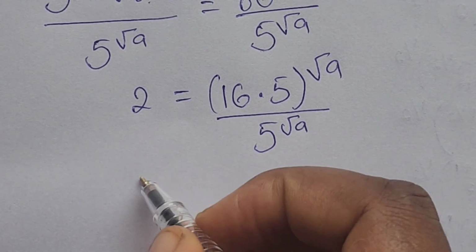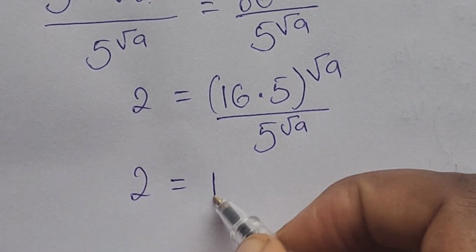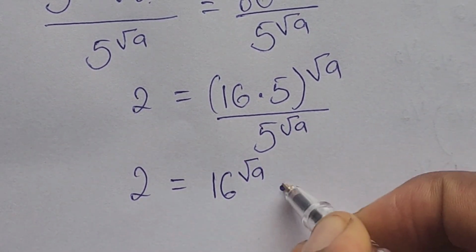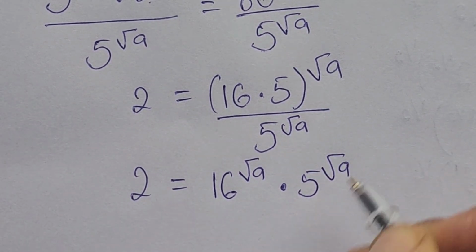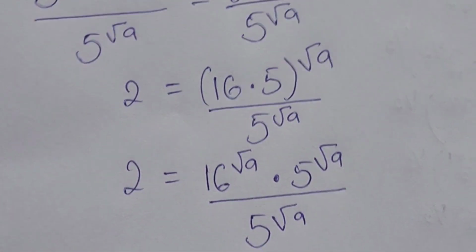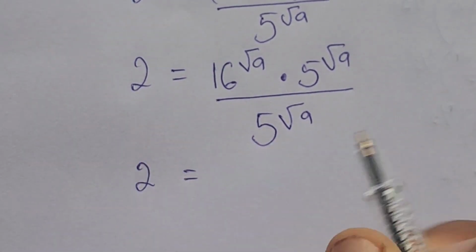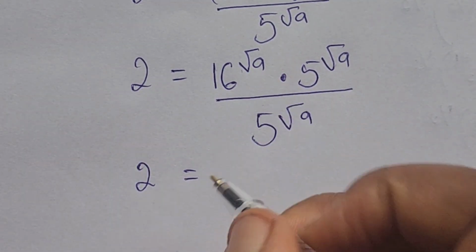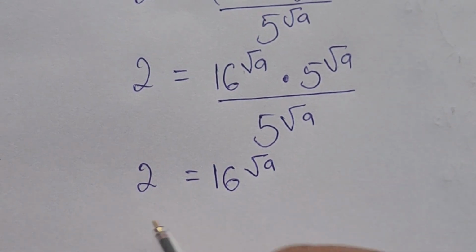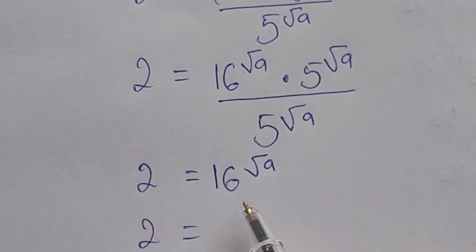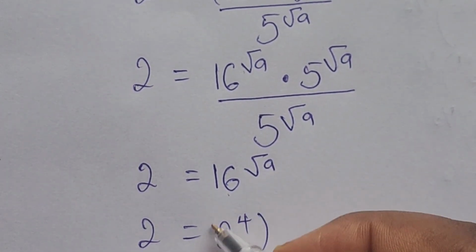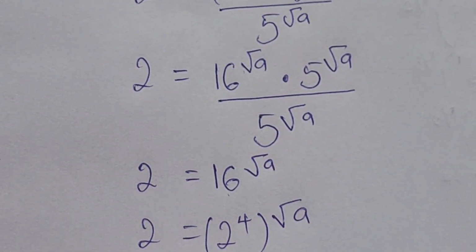So this gives us 2 to be equal to 16 to the power of root a times 5 to the power of root a, all over 5 to the power of root a. So we have 2 to be equal to this. To cancel this, we are left with 16 to the power of root a. So from here we have 2 to be equal to 16, which in index form can be written as 2 to the power of 4 further raised to the power of root a.